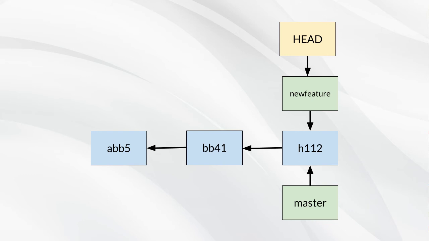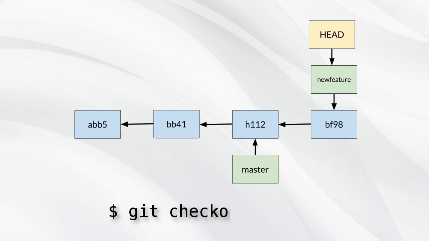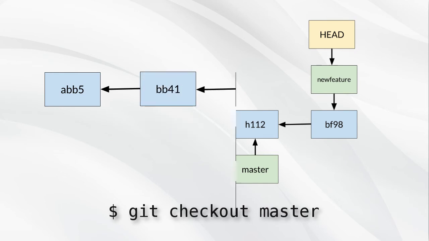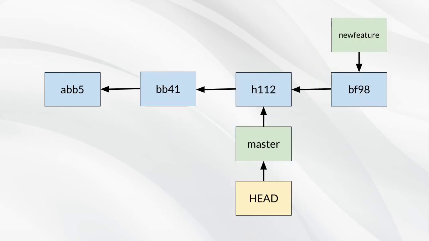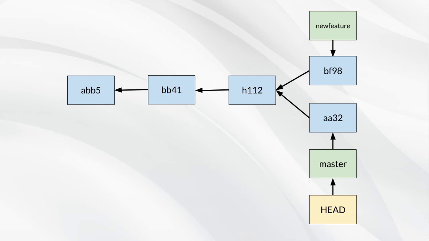Now let's say we work a bit on the code, change a couple of the files, and now commit. Let's say the new commit hash is bf98. Both the HEAD and the new-feature pointers moved ahead one step from master. Now let's say we have a bug and we need a quick change on master. We switch to master by doing git checkout master. Now let's say we completed the work on master and commit it. We'll get a new commit hash, AA32, and we would have the following.